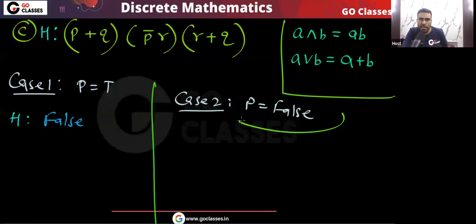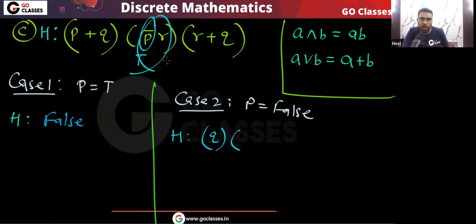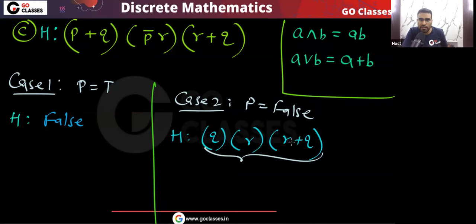So let me see. If I put P equal to false, then what will happen? Let me put P equal to false. Then tell me what will be H. Because P is false, false or Q will be Q, and P bar will be true. True and R will be R. So here it will be R plus Q. Now you can stop.